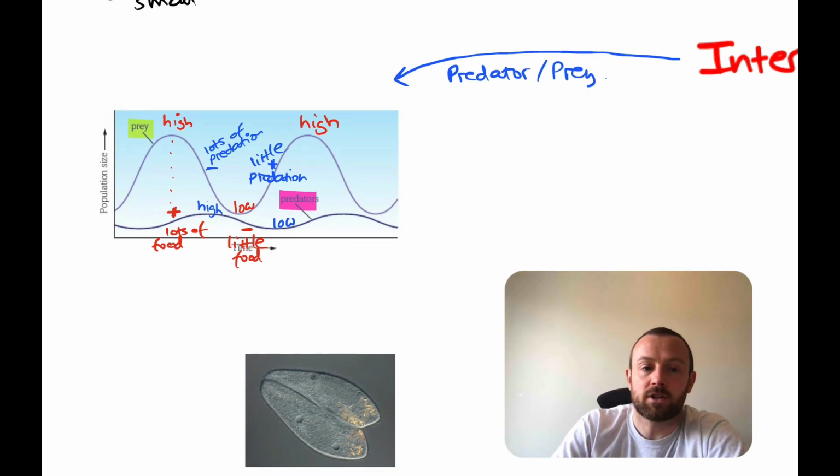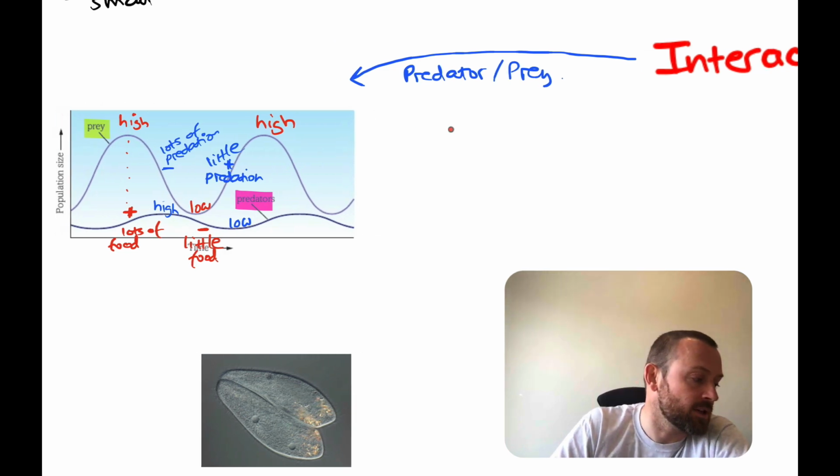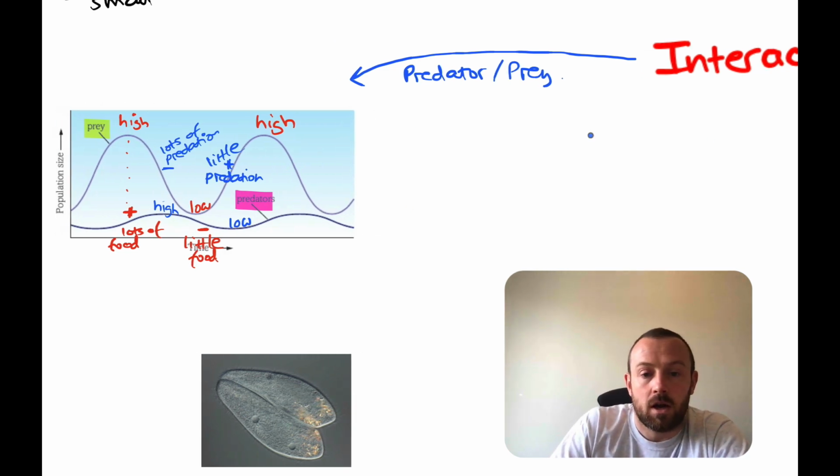Okay, so that's one interaction between populations. And other interactions are to do with competition. Let's just put some examples actually here. So e.g.